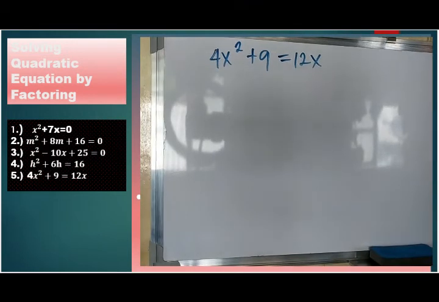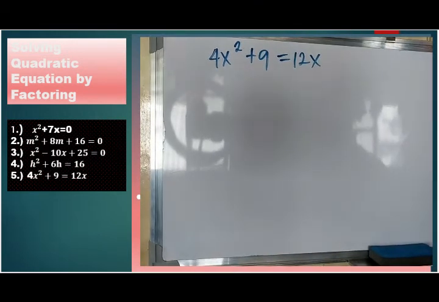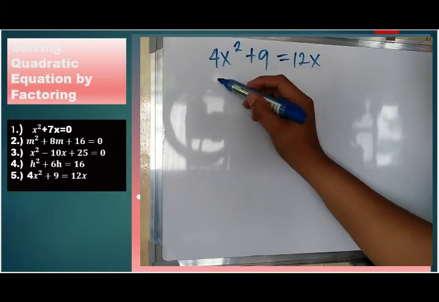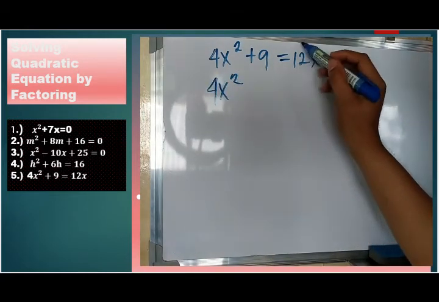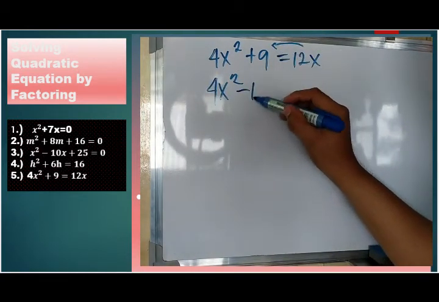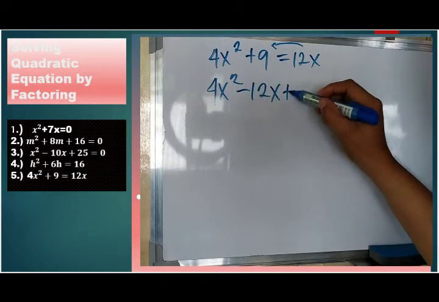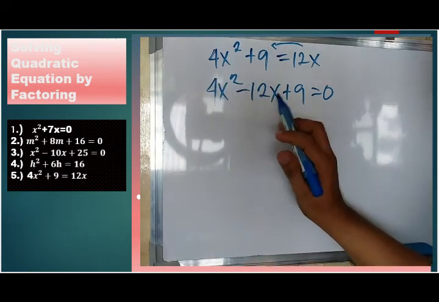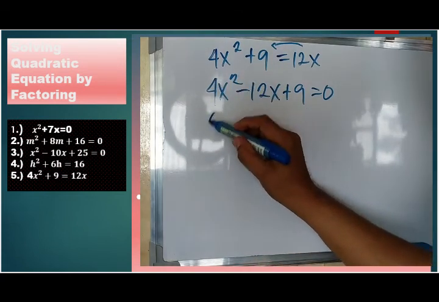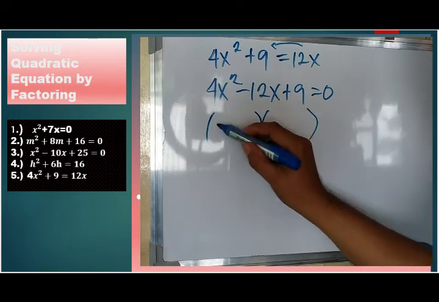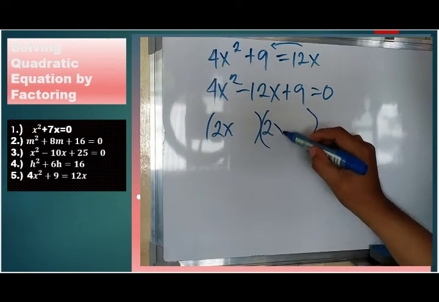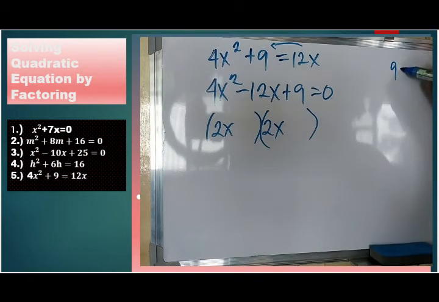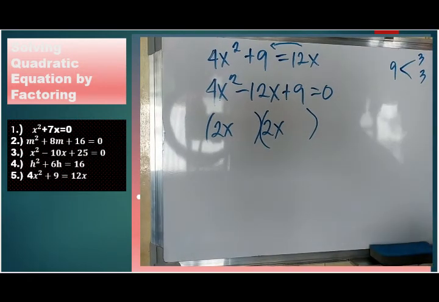And our last is 4x squared plus 9 is equal to 12x. This is not written in standard form. So we have 4x squared, that is now minus 12x, then plus 9 is equal to 0. Then factor the expression 4x squared minus 12x plus 9. So we have 2x times 2x, that is 4x squared. Then 9 could be 3 times 3.